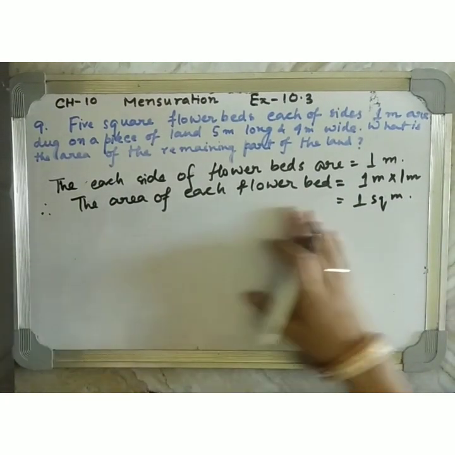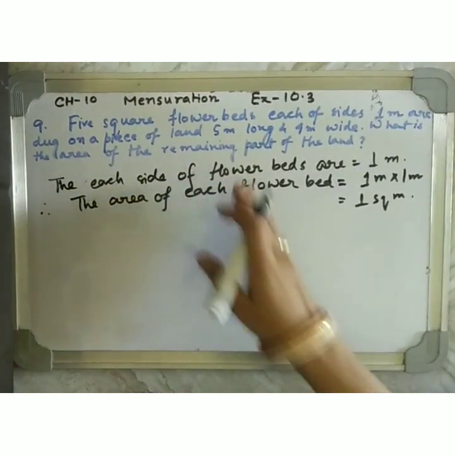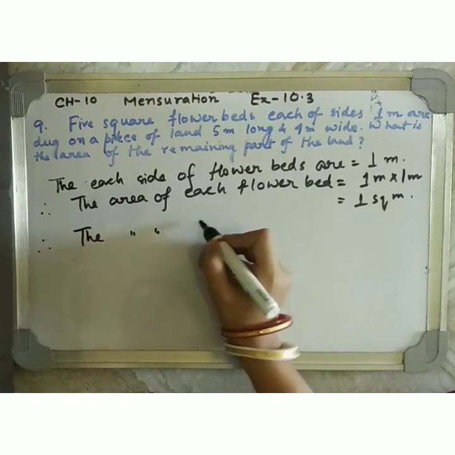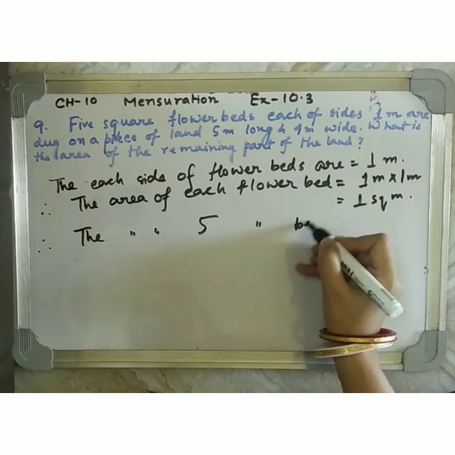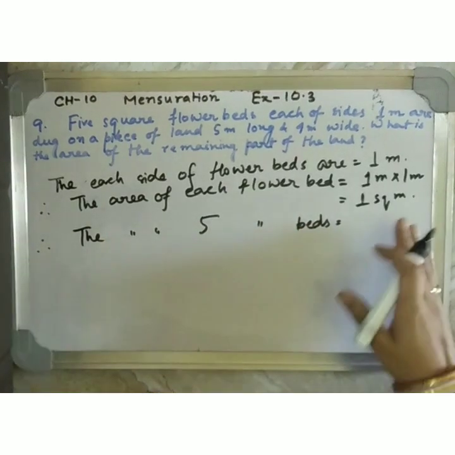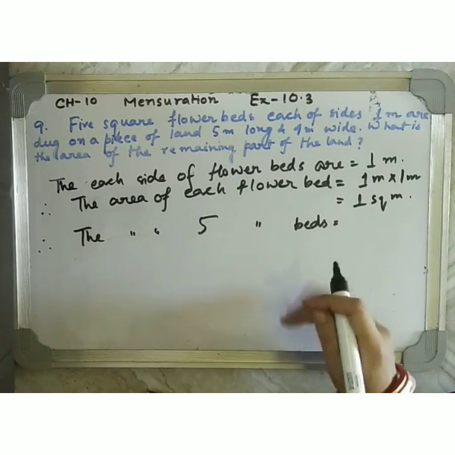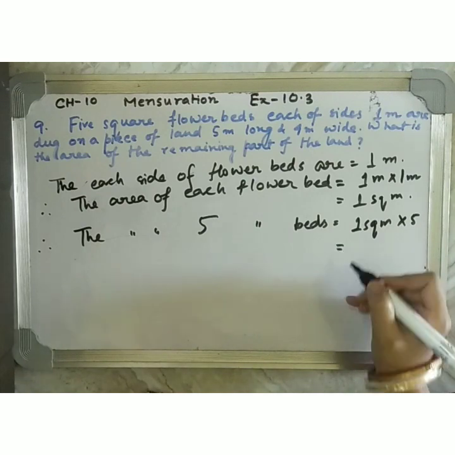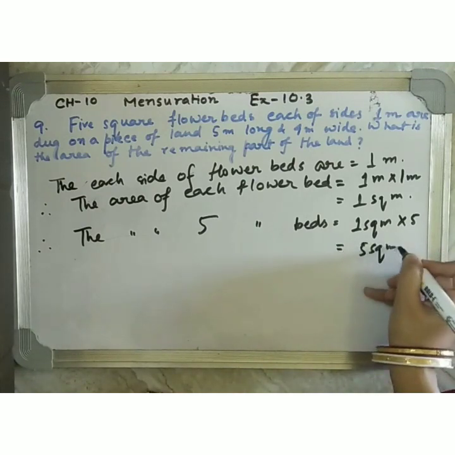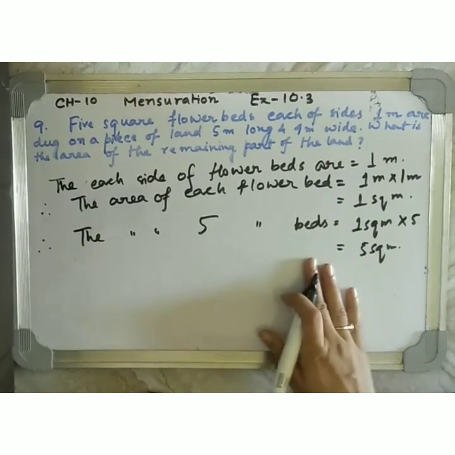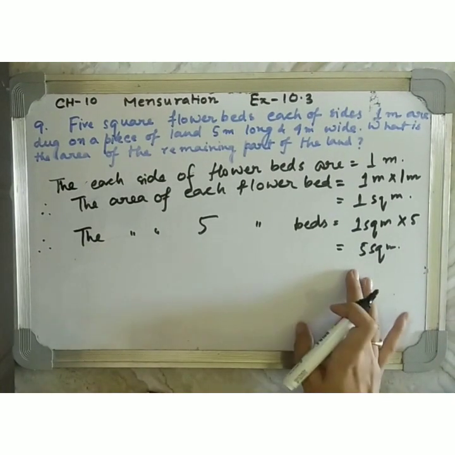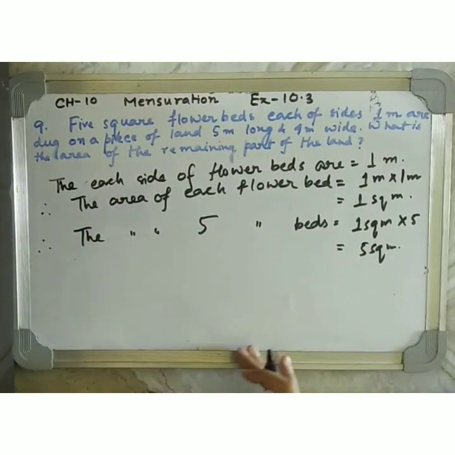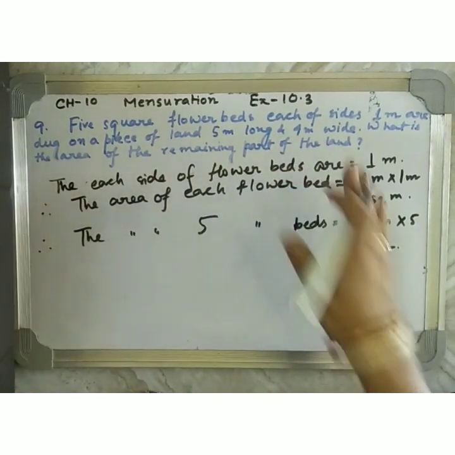Okay, now like these 5 square flower beds were dug, so we will write the area of 5 flower beds. The area of each flower bed is 1 square meter. So for the 5 flower beds the area will be 1 square meter into 5, that is 5 square meter. Now these 5 flower beds which have the area of 5 square meter are dug from that rectangular land which has 5 meter length and 4 meter breadth.